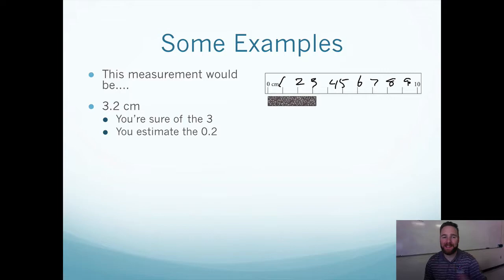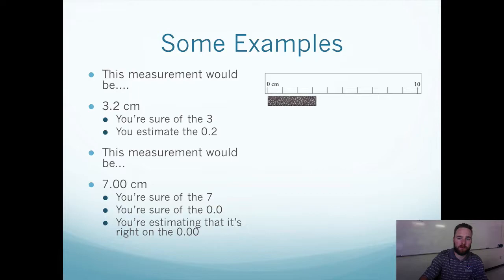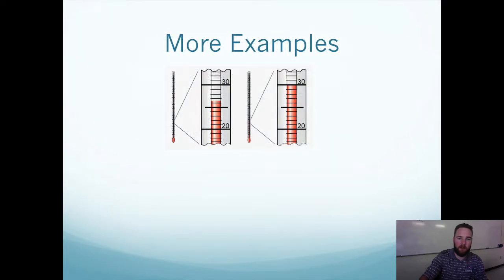So my last digit is what? It's going to be whatever I estimate it to. We are not sure of this digit. Now, it looks like it's pretty sure, but that's an estimate. That 0.2 is an estimate. It may not be exactly 0.2. We're sure of the 3, we're not sure of the 0.2, right? Okay, so what else here? And my picture didn't come up for that one, but that's okay.